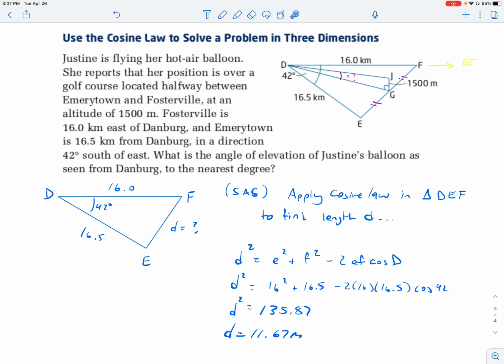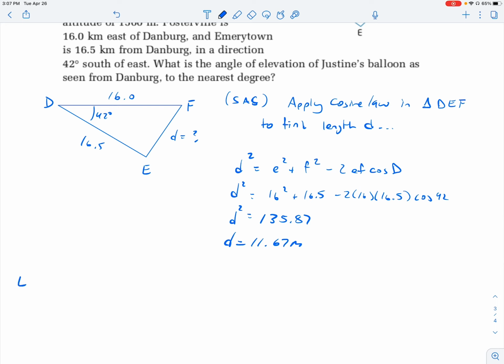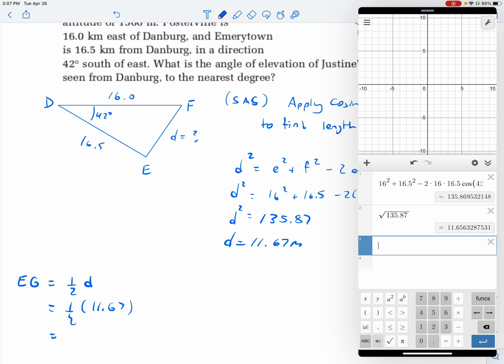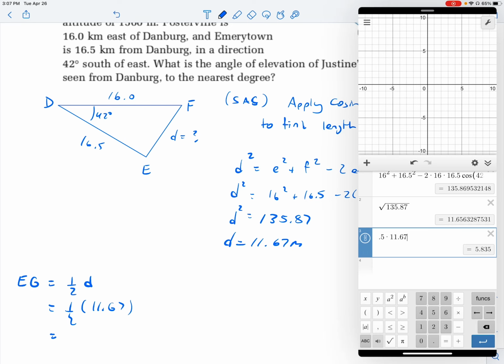Okay, so we just found this distance here, E to F. That would be this distance up here on that larger diagram. Okay, if I cut that in half, I can get this piece here. Okay, so let's do that next. We can say EG is equal to a half of d. So a half of 11.67. I think that works out to 5.835. Okay, so that's approximately 5.835.